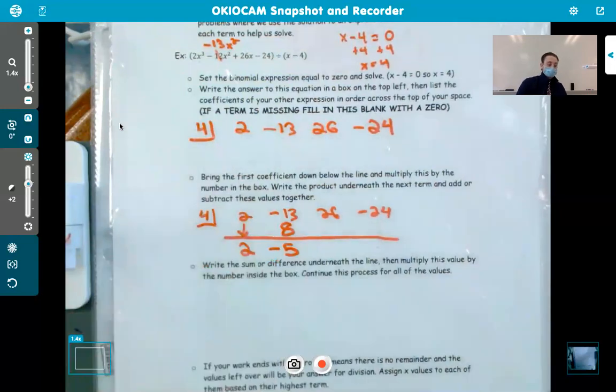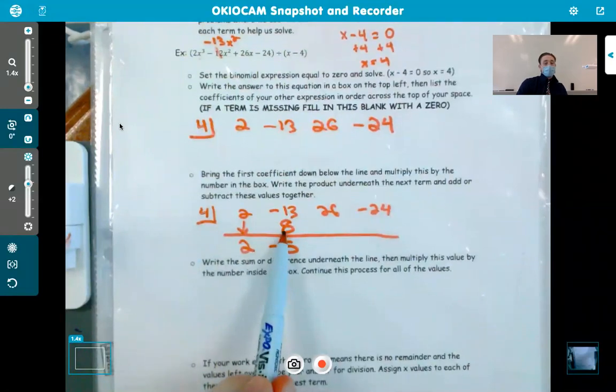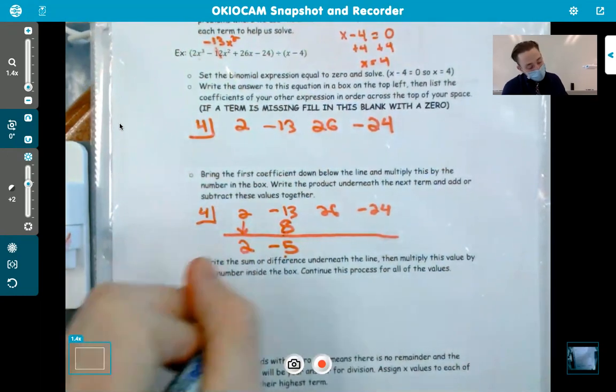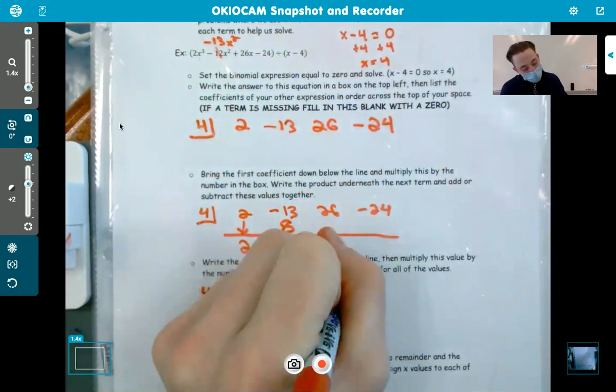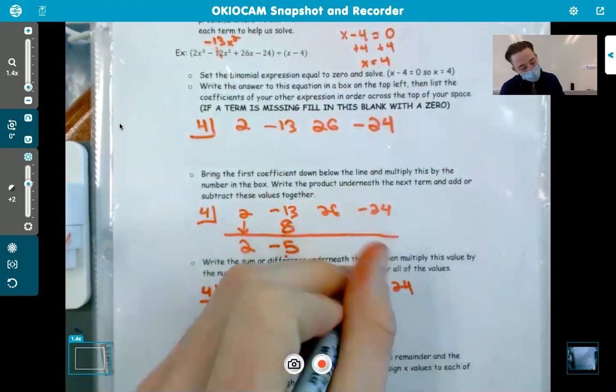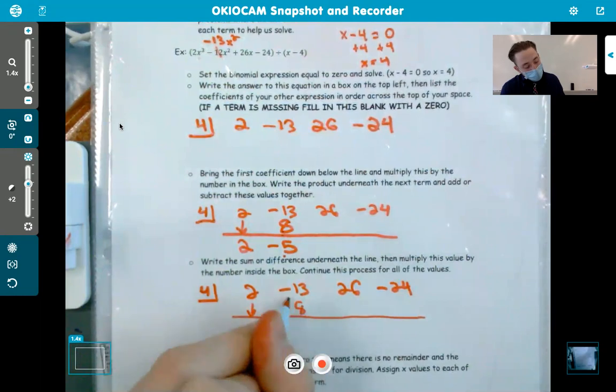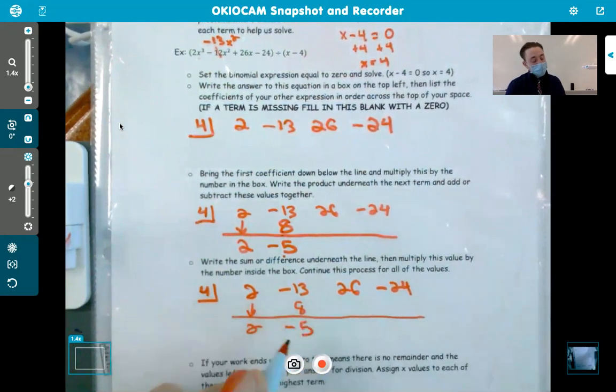Okay. Any questions so far about what I just did? So I brought down the 2, multiply by the 4. I write that product here. Then I do negative 13 plus 8, which is negative 5. I write that sum there. Just going to rewrite this out real quick. Bring down the 2. 2 times 4 is 8. Negative 13 plus 8 is negative 5.